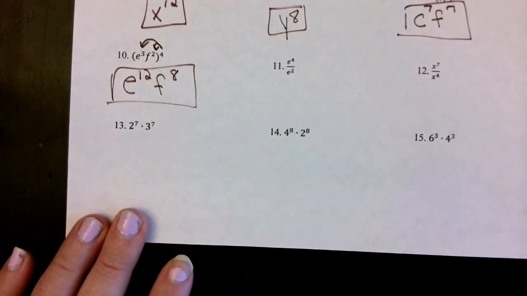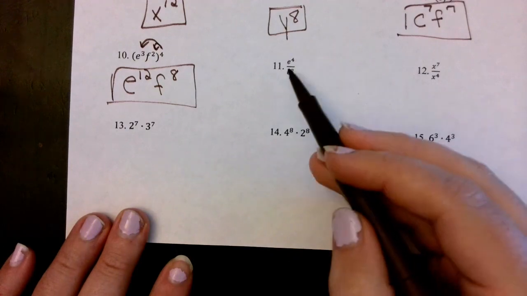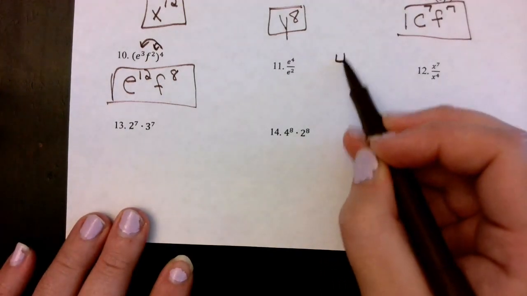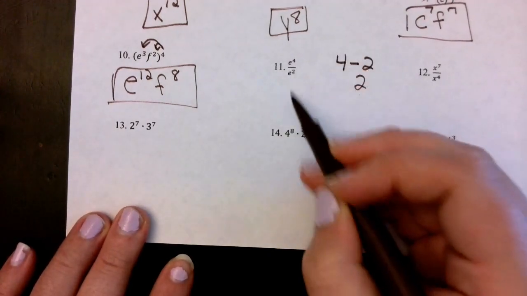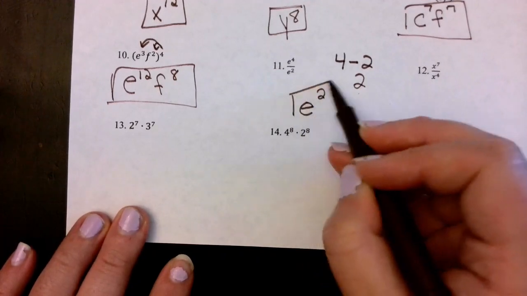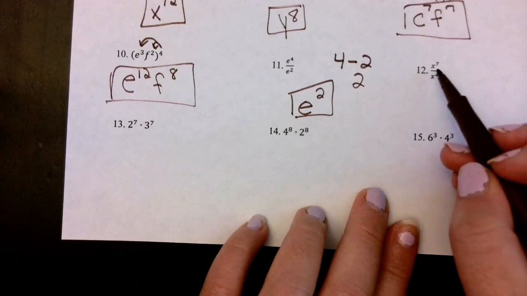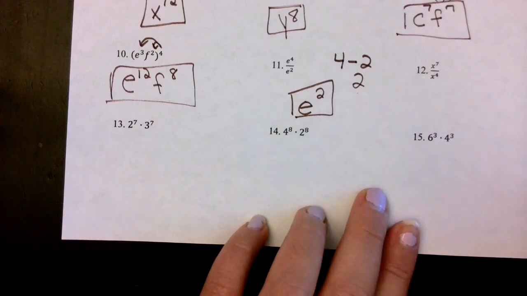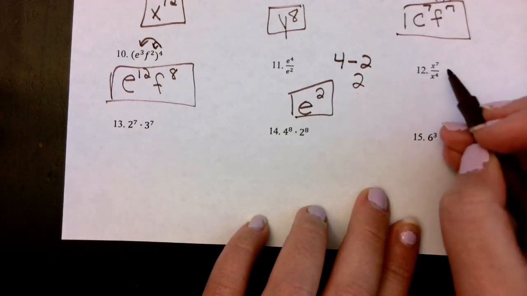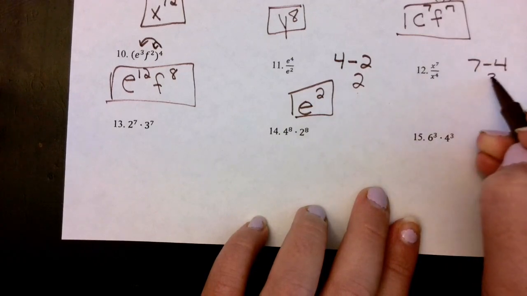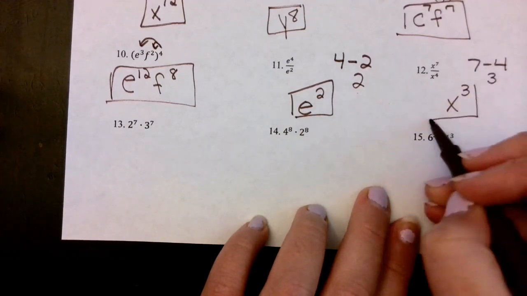Okay, and the next one we see division up top. When we see division, we subtract the exponents when they have the same base. So e's are the same. 4 minus 2 gets me 2, so it's just e squared. X to the 7th divided by x to the 4th. 7 minus 4 is 3, so x to the 3rd.